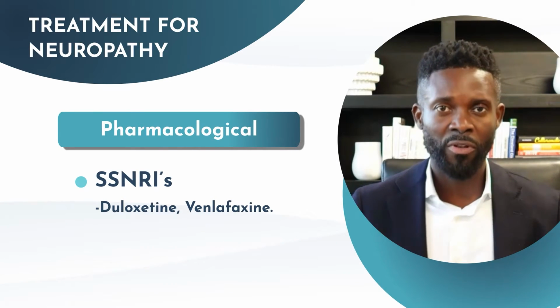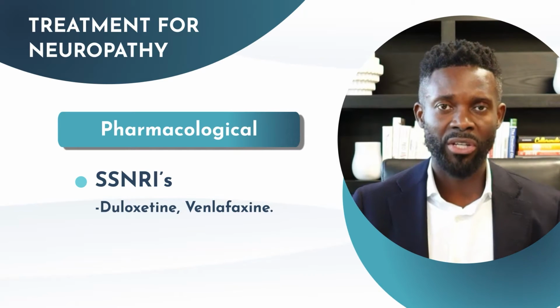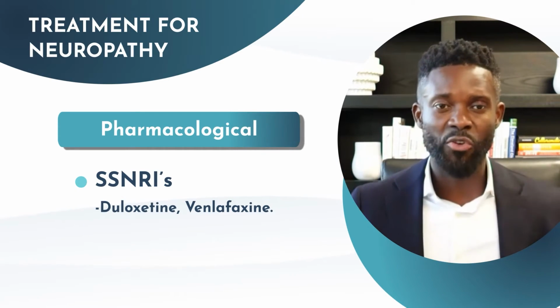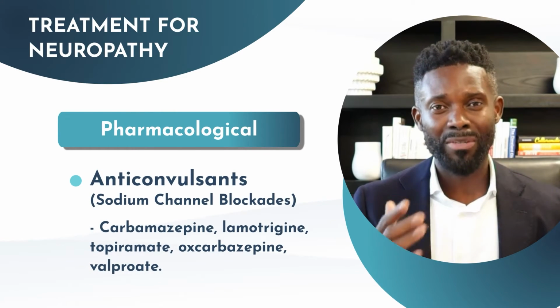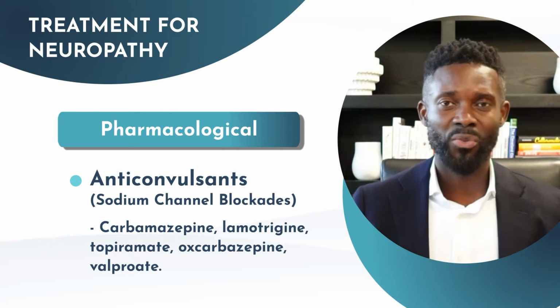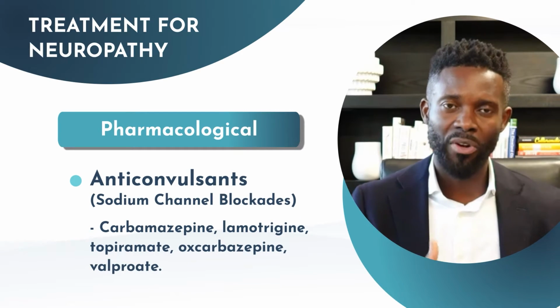And this is something that's approved by the American Academy of Neurology and other organizations that study neuropathic pain. We can also use anticonvulsants. And again, all of these medicines are not specific. These are medicines we use for other disease states and try to use them to address neuropathic pain.